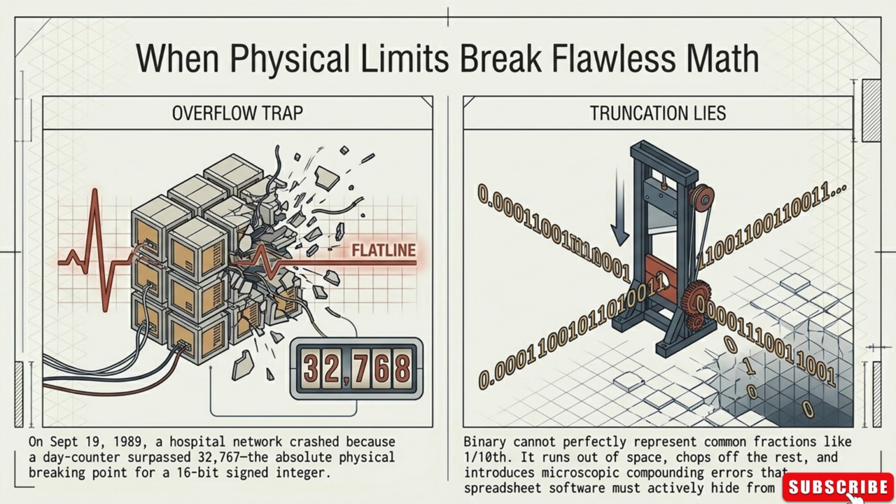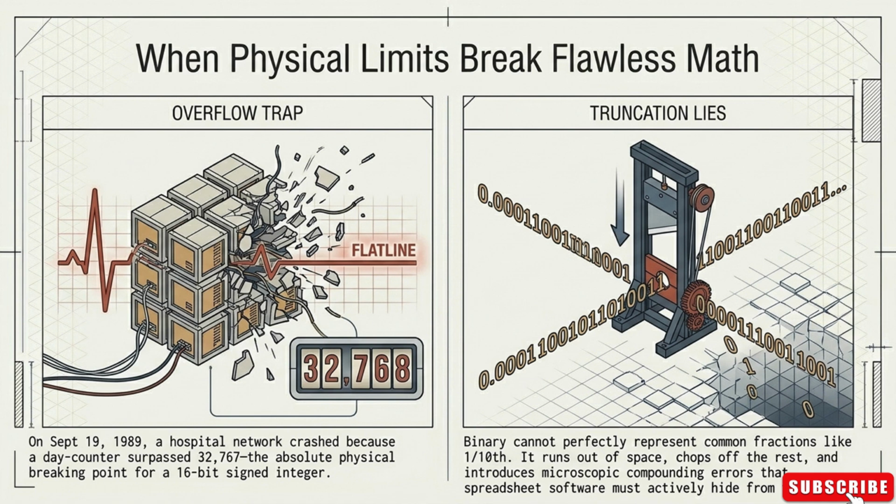Overflow is super dramatic, but computers also suffer from a quieter mathematical danger called truncation errors. When dealing with fractions, computers use floating point notation. But because the binary system is fundamentally based on powers of 2, it is physically incapable of perfectly representing certain incredibly common fractions. It's just like trying to write down 1/3 in decimals. Yeah. And you get 0.333 repeating infinitely. You can never write the exact value. Exactly the same concept, but binary struggles with different numbers.